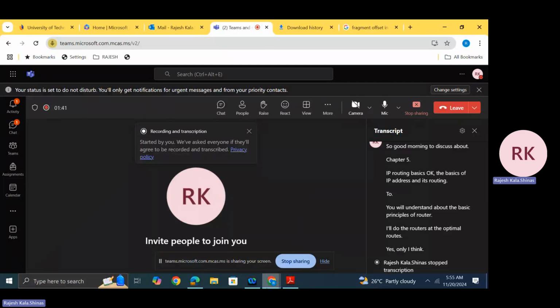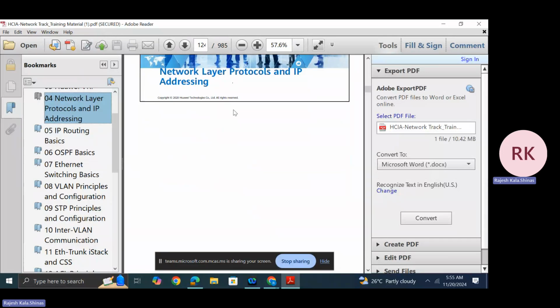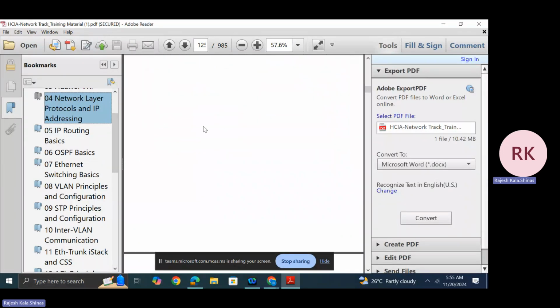So good morning. Today we'll discuss the chapter Network Layer Protocols and IP Addressing. Here we'll discuss network layer protocols, then IPv4, IPv6, ICMP, the different protocols on the network layer. And how do we assign an IP address? How do we perform subnetting? All the basic things.